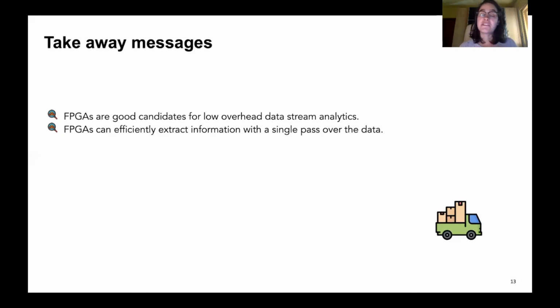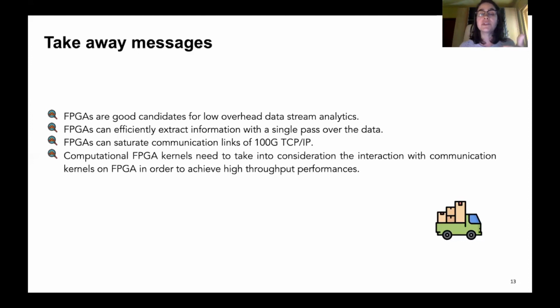The messages I would like you to take away from this presentation are the following. FPGAs are a good candidate for low overhead data analytics. They can efficiently extract information with only a single pass over the data and can saturate 100G TCP/IP communication links. Finally, it is important to keep in mind that the interaction between the communication kernel and the computation kernel is important in order to achieve high performance.